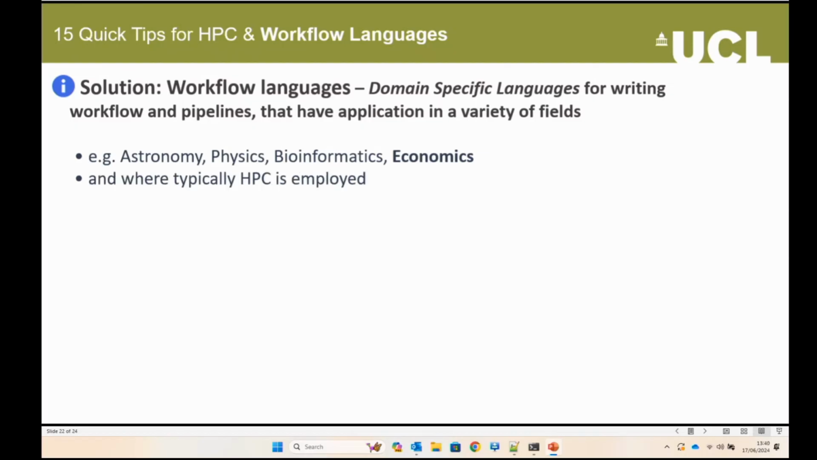They're also typically used where HPC is employed, but it doesn't have to be with HPC. That's the beauty of a workflow language. You can write a pipeline that can run on your local machine, and then you can run it on HPC, and you don't need to change anything. You just need to change the configuration file where you can specify that you want more cores, more memory, and you run it on an HPC, and you scale up your analysis very easily with very little change to the scripts.